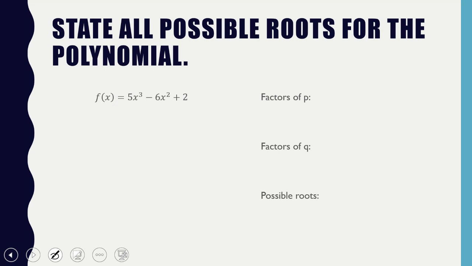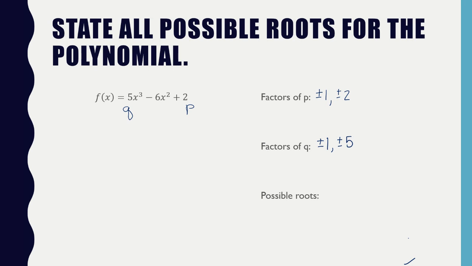This one is a little bit harder, I guess. P this time is 2. The only factors of 2 are plus or minus 1 and plus or minus 2. Our Q is 5. So we've got plus or minus 1, plus or minus 5.